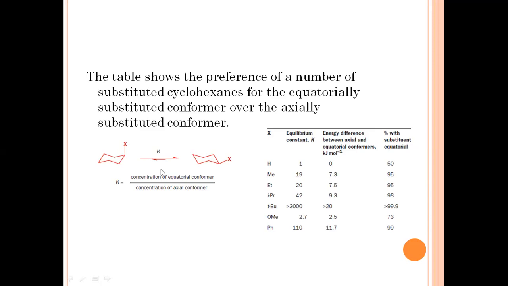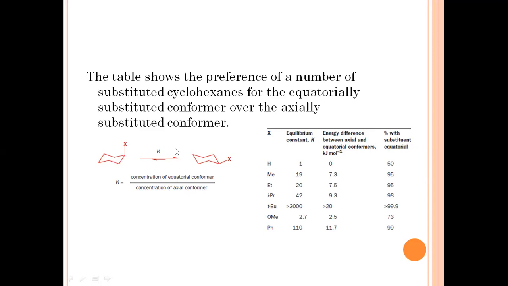Now, if we are going to compare changing the conformer from axial substitution to equatorial substitution, we can calculate the equilibrium constant for the conversion of the axial conformer to the equatorial conformer. This equilibrium constant K is equal to the concentration of the equatorial conformer divided by the concentration of the axial conformer.